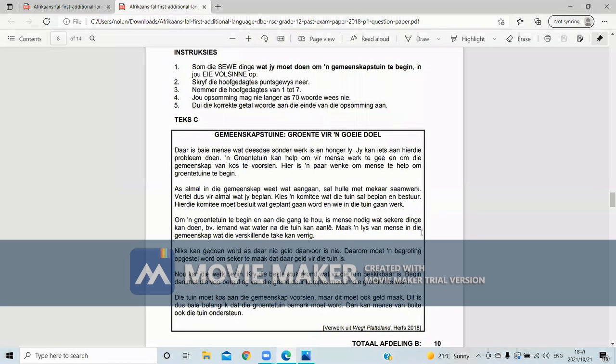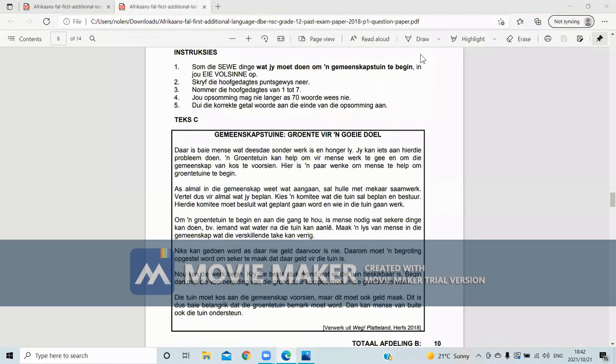Okay, maak 'n lys van mense in die gemeenskap wat die verskillende take kan verrig. So I feel like this last sentence is actually the instruction for us, or the tip. So you can say, maak 'n lys van mense in die gemeenskap wat tuine or take vir die tuin kan verrig. Then you're just changing it a little bit.